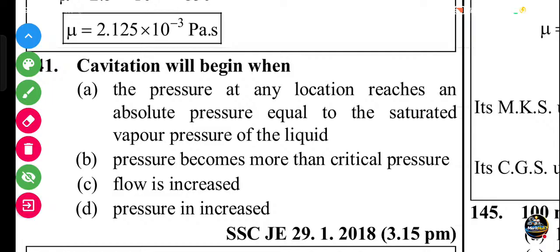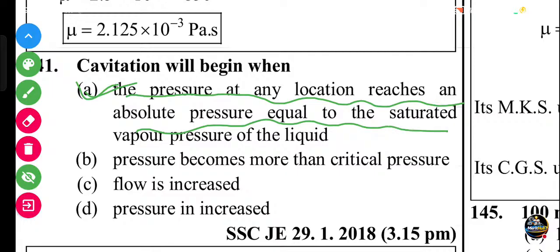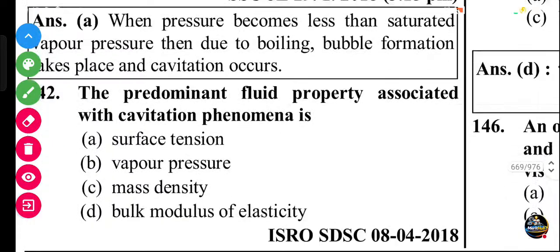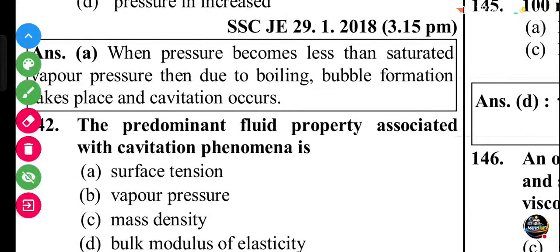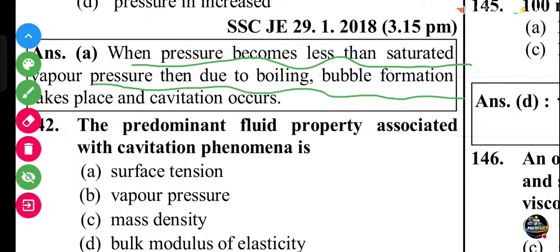Next question. Cavitation will occur when the pressure at any location reaches an absolute pressure equal to the standard vapor pressure of the liquid. A is the answer. The pressure at any location reaches an absolute pressure equal to the vapor pressure of the liquid. Explanation is here. When the pressure becomes less than the saturated vapor pressure, then due to boiling, bubble formation takes place and cavitation occurs.